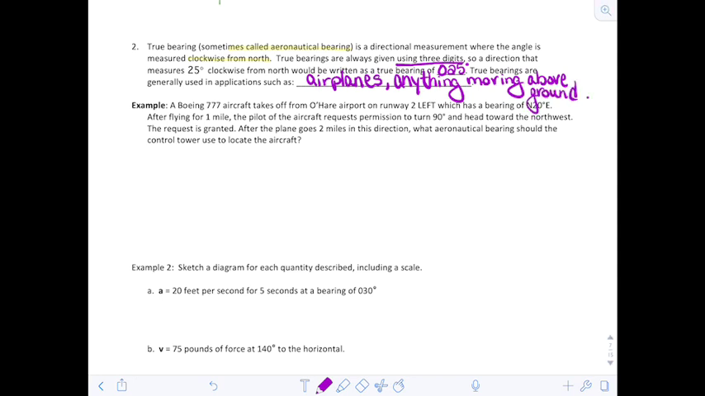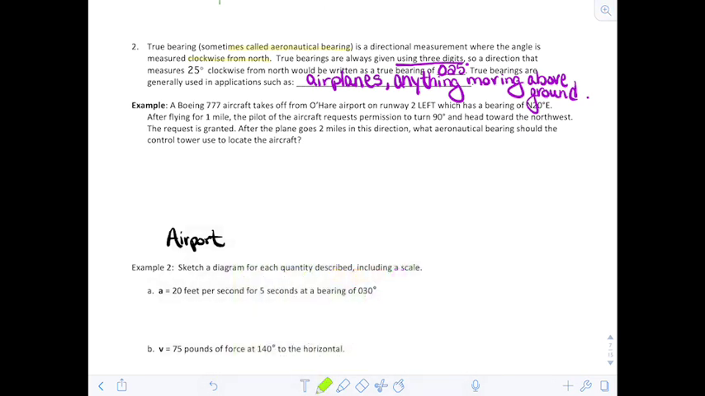Okay, so let's look at this next example. We have a Boeing 777 aircraft. It takes off from O'Hare Airport on runway 2 left. So I have an airport right here. And it takes off with a bearing of north 20 degrees east.